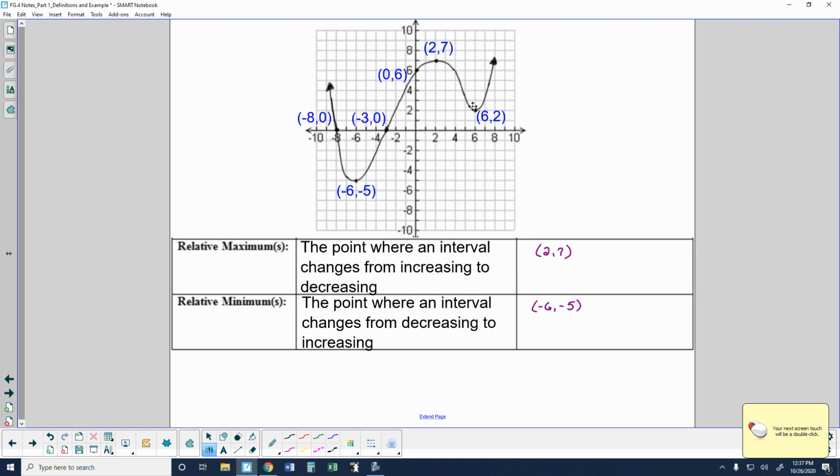Then I continue again. I'm going down. I'm decreasing here. At (6, 2), I change from decreasing to increasing. So this is also a relative minimum. Essentially, our turning points on our graphs are the relative maximums and relative minimums. Minimums would be the lowest point there, maximums the highest, and we can see that where the graph changed from increasing to decreasing or decreasing to increasing intervals.